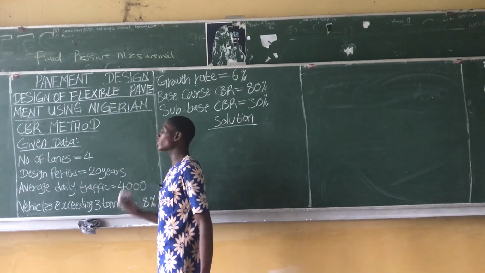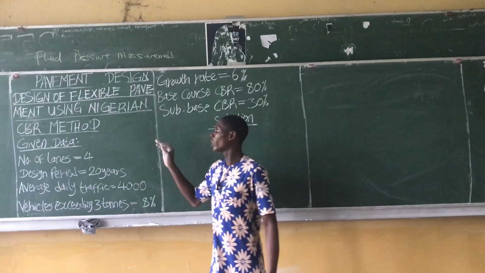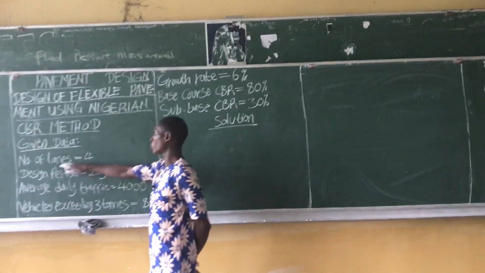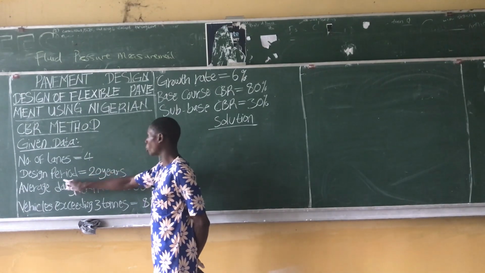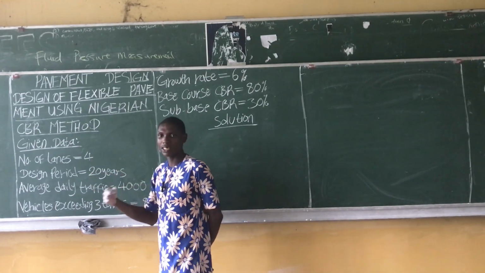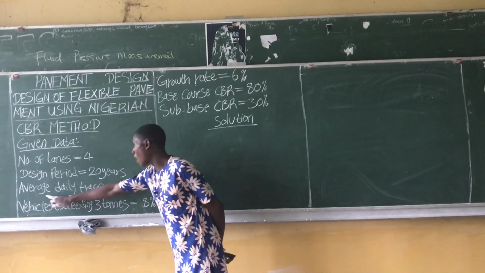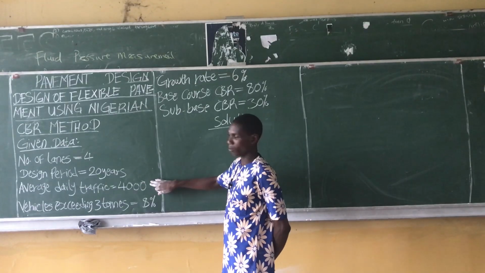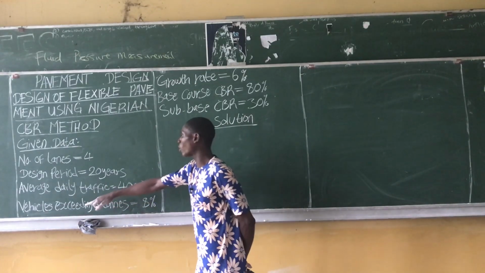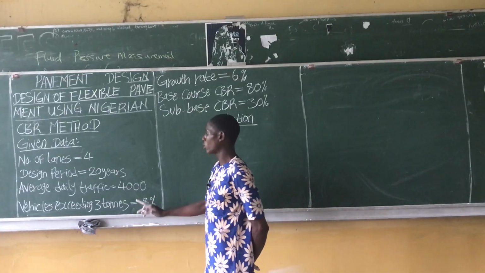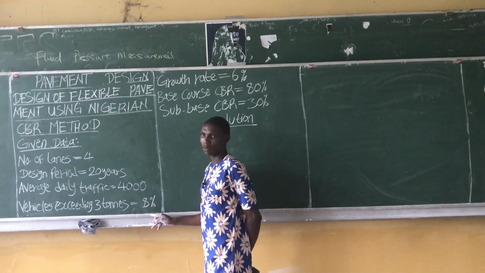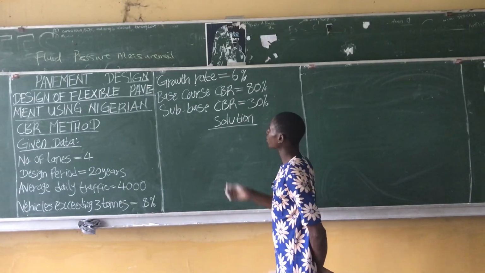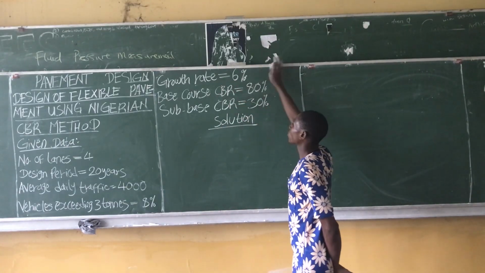The first thing we do whenever we are doing such problems is to get our given data. From the problem, we have the number of lanes to be 4. We have our design period to be 20 years, which is the period we are designing the pavement to last. We have our average daily traffic to be 4,000 per lane. The percentage of vehicles exceeding 3 tons loaded weight is 8%. So of the given traffic, the percentage exceeding 3 tons loaded weight is 8%. And we have a growth rate of 6%.